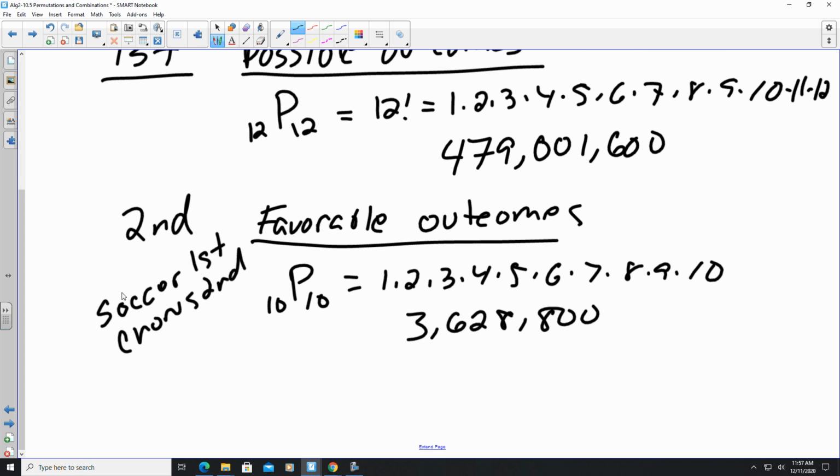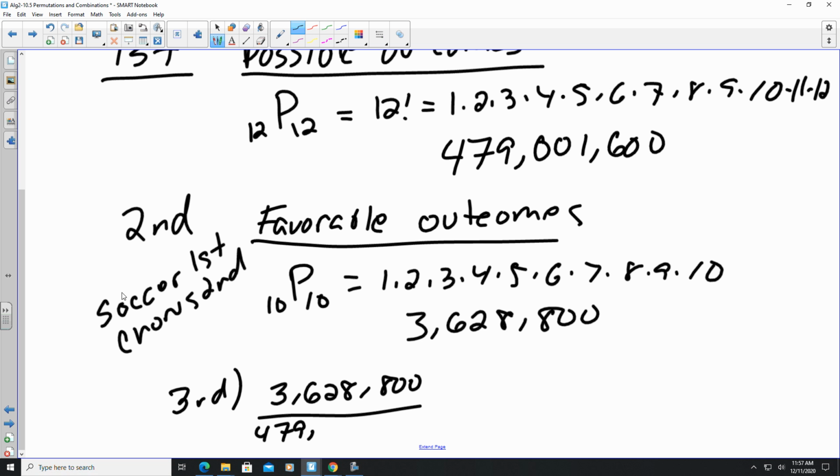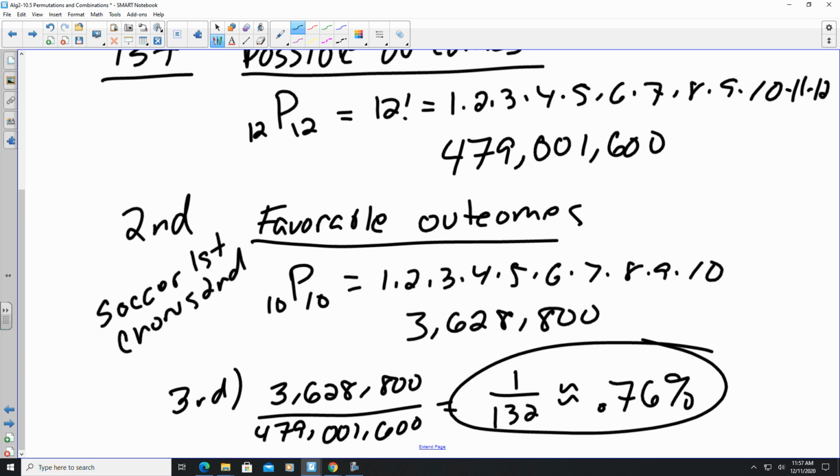Then the last step, the third step, is you just take the favorable outcomes, 3,628,800, and divide it by the total possible outcomes, which is 479,001,600. When you reduce it, it turns into 1 over 132, which is about 0.76%. So you have less than a 1% chance of this happening. Very small percentage, but a percentage nonetheless.